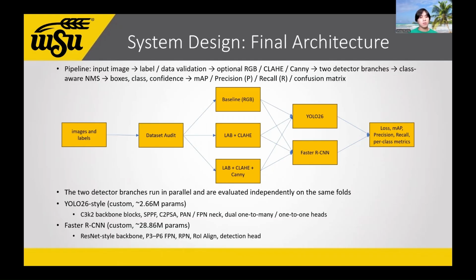One important disclosure: this is a system comparison, not a capacity-matched one. My YOLO26 has about 2.66 million parameters. My Faster R-CNN has about 28.86 million parameters.